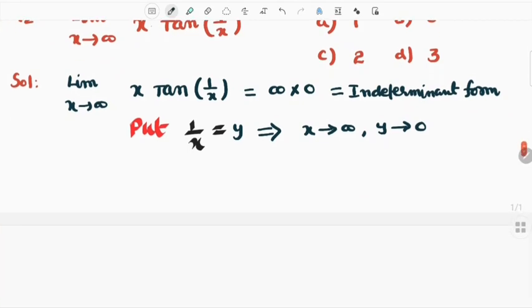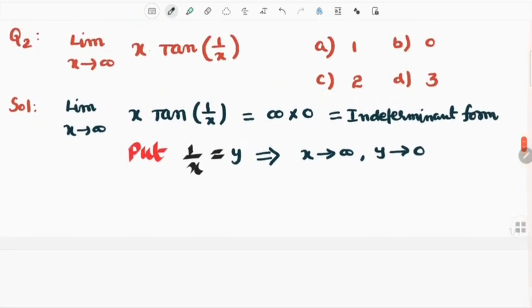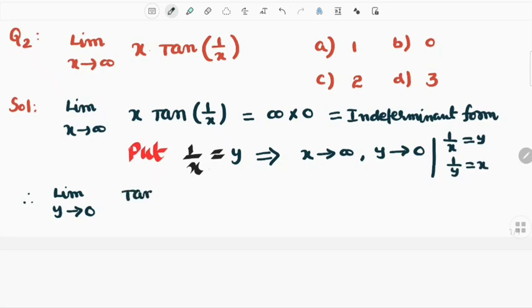So this limit becomes: wherever x tends to infinity is there, we have to replace it with y tends to 0. What is the x value? 1 by x is equal to y, so interchanging the places, 1 by y is equal to x. Wherever 1 by x is there, you have to replace it with y. So tan y, and in place of x, 1 by y.